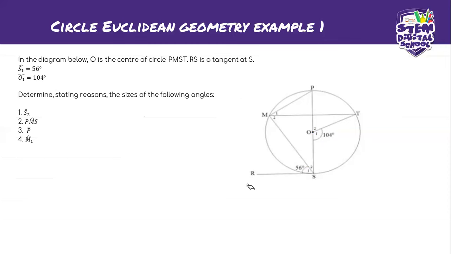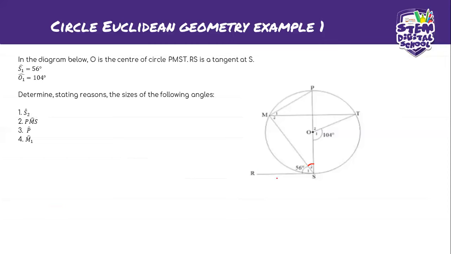Determine and state reasons, the size of the following angles. The first angle we have to calculate its size is this angle S2. Where is angle S2? Let us go and identify that angle. This angle is there, this one. Now we are looking for that angle S2.